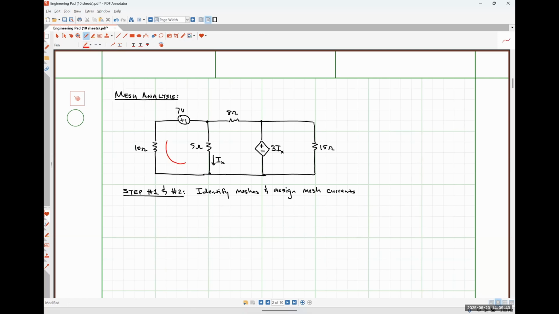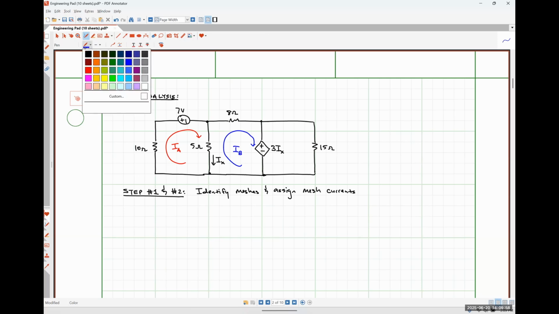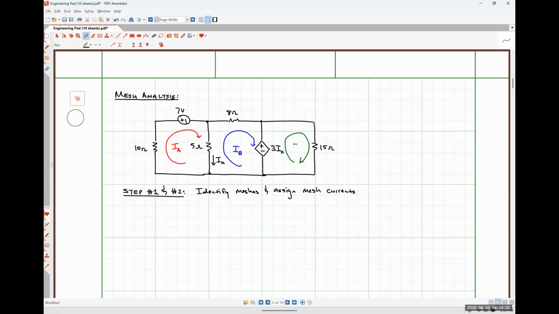So I'm going to assign some mesh current, let's call it IA, that's circulating around this left-hand mesh. Let's have a mesh current IB that's circulating around this middle mesh. And lastly, let's have a mesh current IC that's circulating around this right-hand mesh. Now, I always write my mesh currents flowing in a clockwise direction.